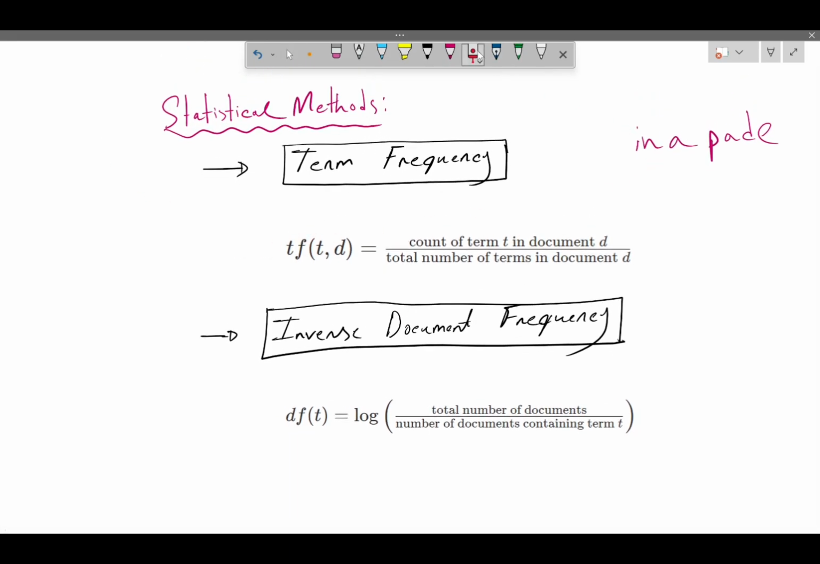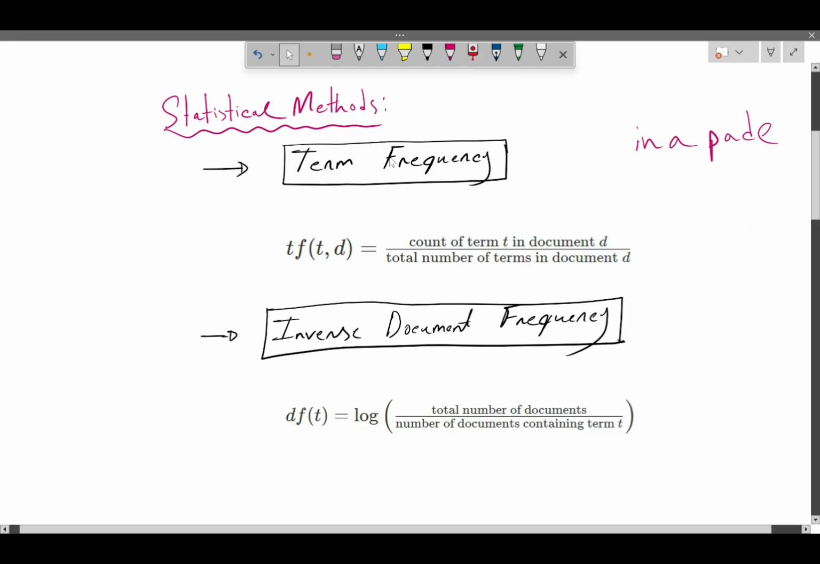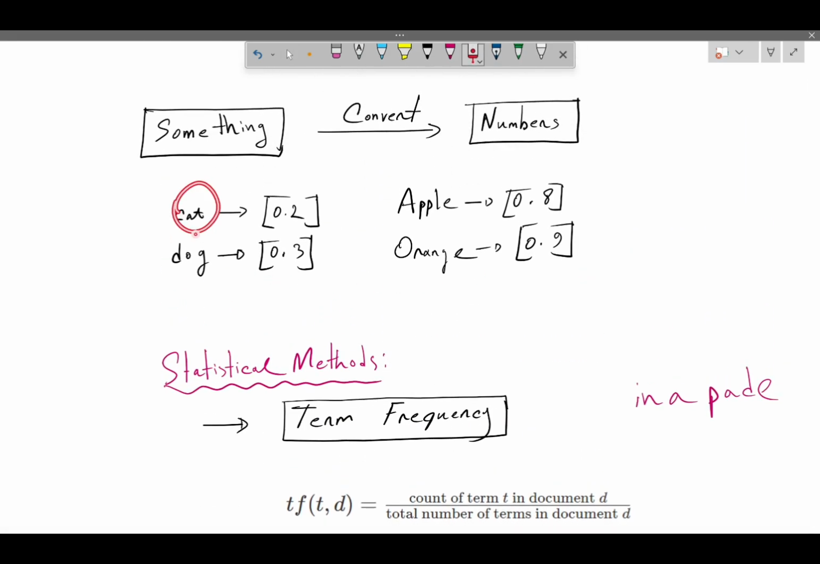Now, one major problem of this technique is that it doesn't understand semantic information. For example, here we have cat and dog. You can see the weights given to cat and dog are similar, for example, 0.2 and 0.3, they are close. But cat and orange are irrelevant things, and the difference between their weights is larger. So in the statistical method, we cannot assign weights like this. It doesn't understand the semantic meaning behind each word.